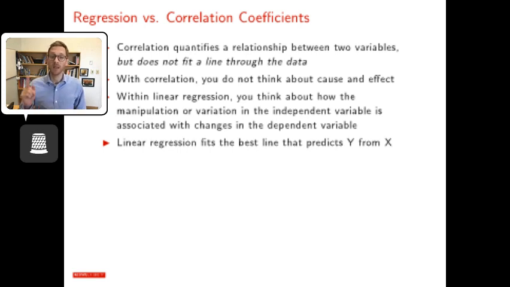But with linear regression, we do posit some direction. We say, how does manipulating or varying x lead to changes in y, the dependent variable? And that linear regression line is going to be the line of best fit that predicts our y from x. So you give me an x value, like a student's SES, and I can give you a y value, like a test score, if I have that linear regression equation.